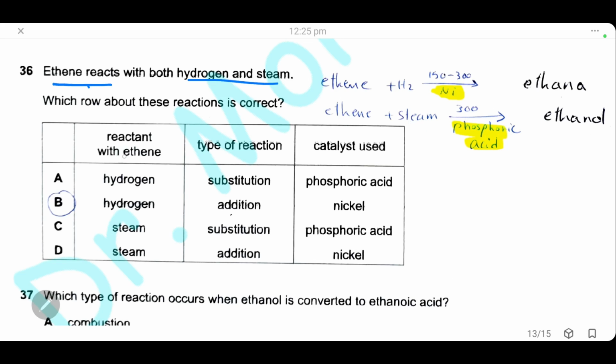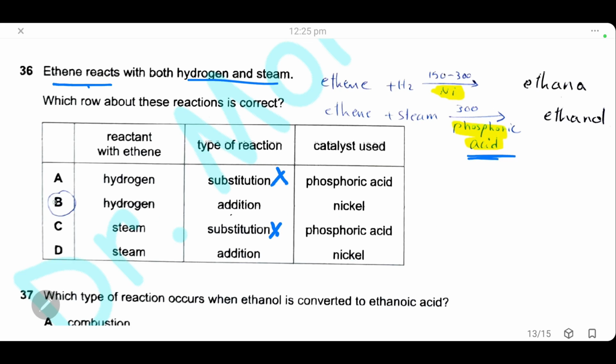First, he's asking about the reaction of ethene. The reaction with hydrogen is called addition. We add hydrogen, with the presence of nickel as a catalyst, to produce ethane. Reaction with hydrogen is not a substitution, so this one is wrong. Reaction with steam is also not a substitution reaction. Reaction with steam is an addition reaction, but the catalyst is not nickel. As we can see here, the catalyst is phosphoric acid.